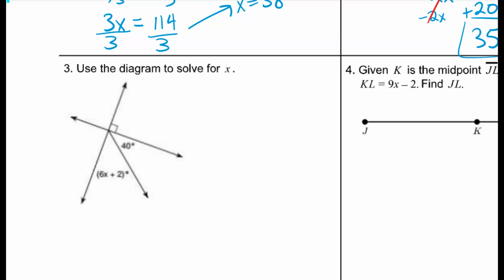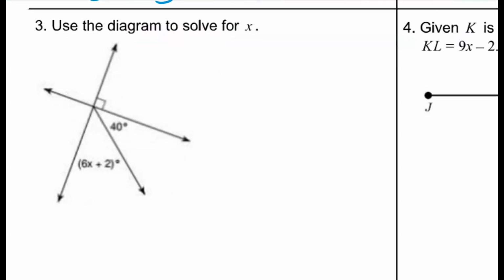For number 3, use the diagram below to solve for x. Remember, if you see that box there with two lines intersecting forming an angle, that's showing you that that's a right angle or 90 degrees. So what that means is that if two lines are perpendicular or intersect at right angles, all of the angles formed by those intersecting lines, those 4 angles, are all right angles. So that right angle up there I don't particularly care about, but I do care about this right angle right here. I notice that 40 makes up one part of the angle, and 6x plus 2 makes up the other part of the angle.